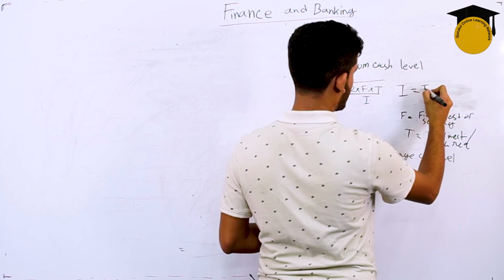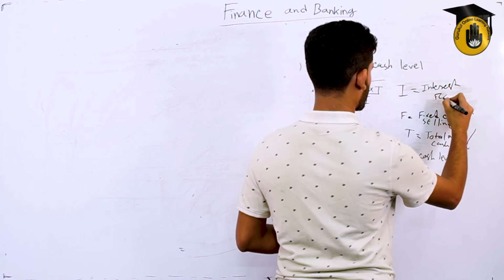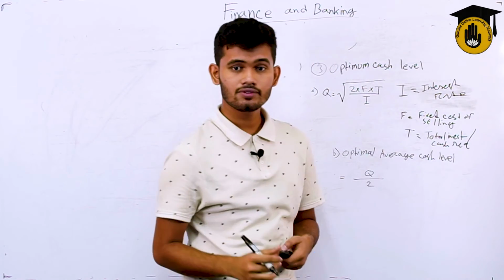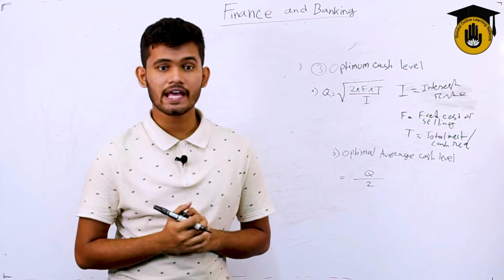I is simple as everywhere. I is the interest rate in every section. So I is equal to the interest rate. So let's take a look at an example of optimum cash level.